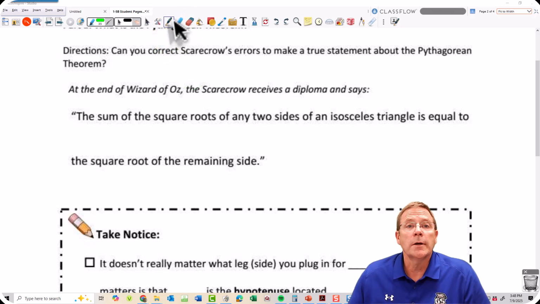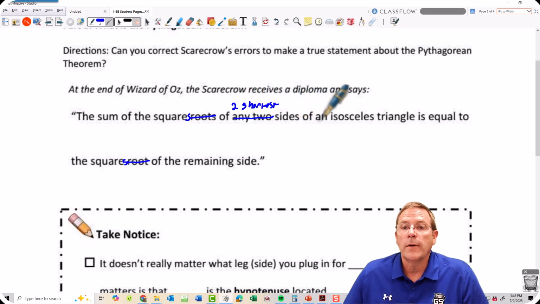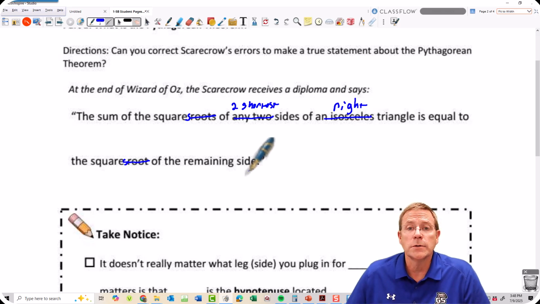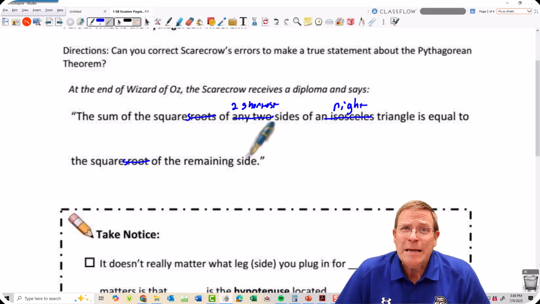First issue is we're going to take out the word root on both of those. So the sum of the squares of, and it's not any two sides, is it? It's going to be the two shortest sides of any, is it an isosceles triangle? Nope, it is a right triangle, is equal to the square of its remaining side, which is also known as a hypotenuse. So maybe Scarecrow doesn't have a brain after all.